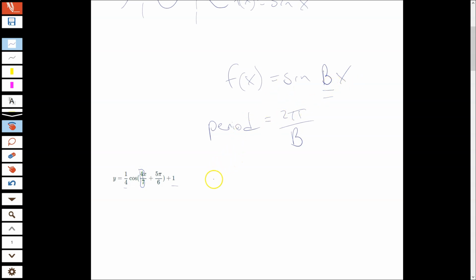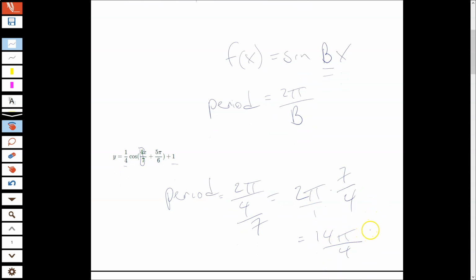because that is my b value in our model here. So in this case, my period for this function is going to be 2 pi divided by 4 over 7. And we're dividing by a fraction, so we're going to take the reciprocal. So we're going to say 2 pi times 7 over 4. And then remember it's 2 pi over 1, so we get 14 pi, multiplying the tops, over multiplying the bottoms. So that is the period of this function, and we should reduce it: 7 pi over 2.